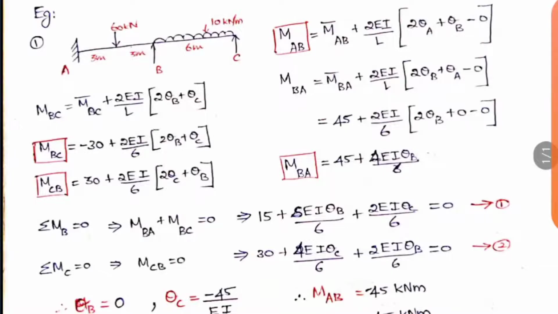So we want to find four things. Okay, so first let us write MAB. So here I have written that MAB is equal to, we know, the fixed end moment at AB plus 2 EI by L into 2 theta A plus theta B minus 0. Okay, so here they have not mentioned anything about the deflection. If the deflection is there, the question itself will give the value for you.